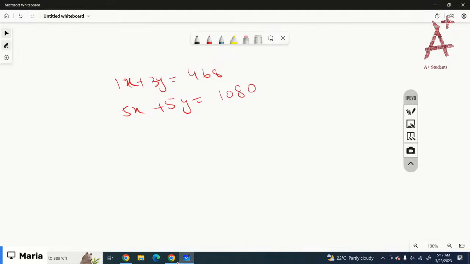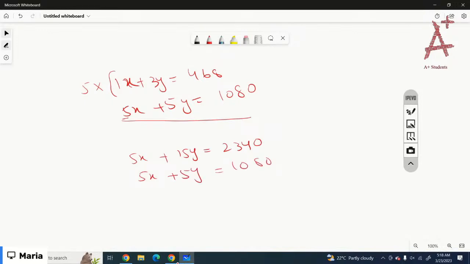So let's just multiply this equation by 5 to make the coefficient the same. It would be 5x plus 15y equals 468 times 5, which is 2340. And now you have to subtract both the equations. Got it? It would be 5x plus 5y equals 1080. So we're going to subtract, just change their signs.